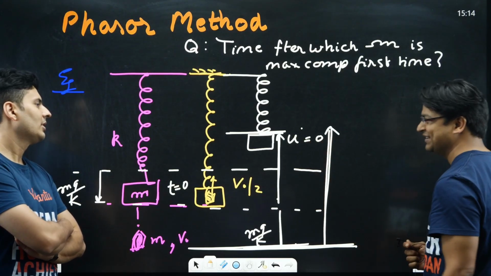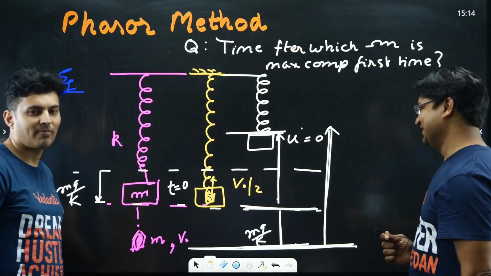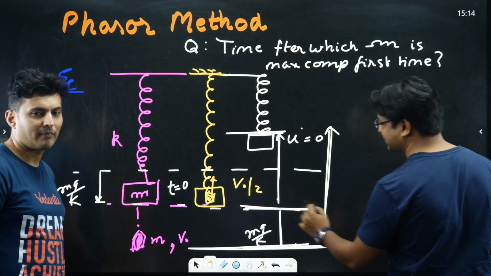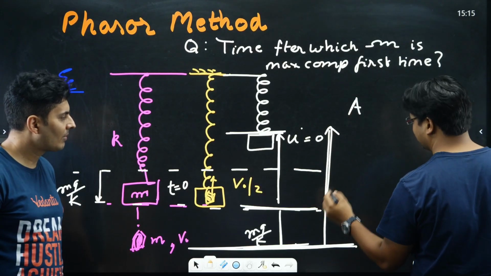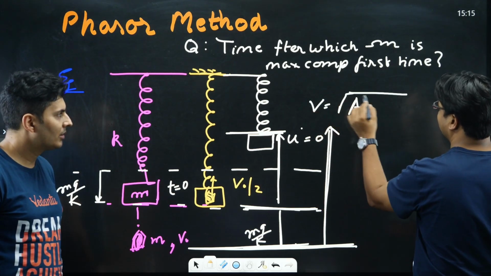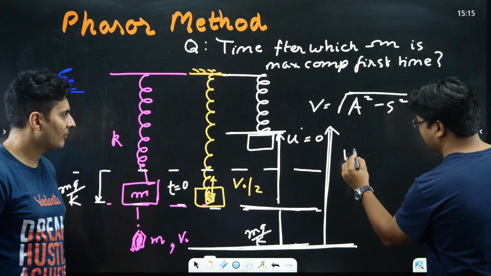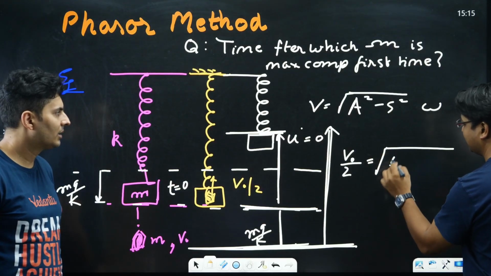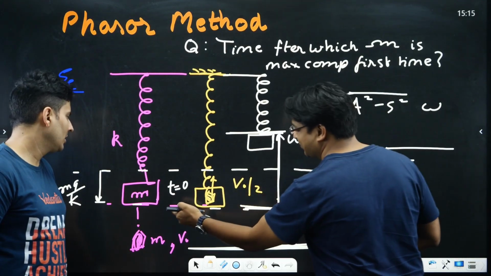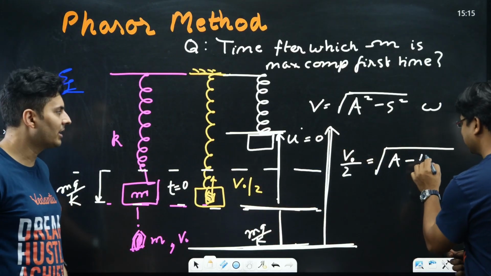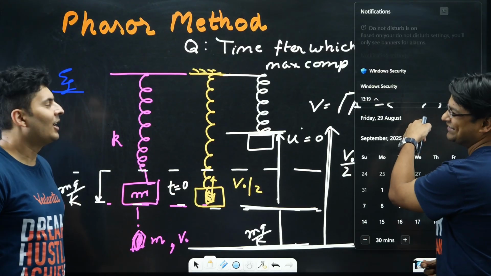Students invariably miss this. They consider it to be mg by k, and they calculate from that, and that is what they miss. Now if a student has realized this, it is very easy to calculate. We can write the equation for speed: v is equal to root of A squared minus x squared, into omega. After collision we know the speed is V naught by 2. Amplitude is what we are trying to figure out, and x is the displacement from the mean position. Now the student puts 0 here, thinking this is the equilibrium position. No, it is not. Actually it is mg by k. And another pitfall: omega has changed. It is not root of k by m.